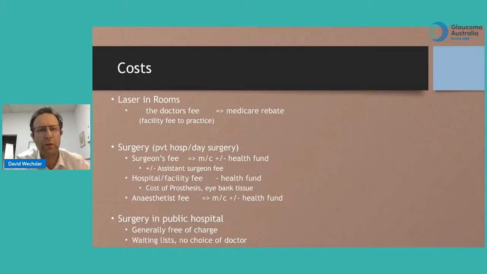There's also a hospital or facility fee. Now, if you're in a health fund, that usually covers the hospital facility fee. But if you're not in a health fund, then there's an additional cost, which is the cost of the hospital accommodation and the use of the theatres. But this may also include the cost of the prosthesis, which is the implant, if there is an implant. And sometimes we use eye bank tissue for some of these procedures. That's usually covered by the health fund. But if you're not, then these are some of the other expenses that could be encountered.